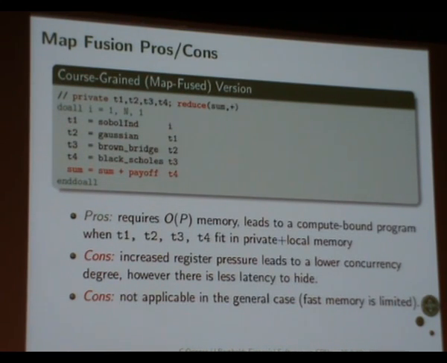So the second version, well, we expect to have a compute-bound program, but it increases register pressure, and in the general case, it's not applicable. So if those local variables do not fit in your registers, then you have to allocate them anyway in the global memory. So this means that you are going to do array expansion anyway. So this will lead to the previous case of map distribution.